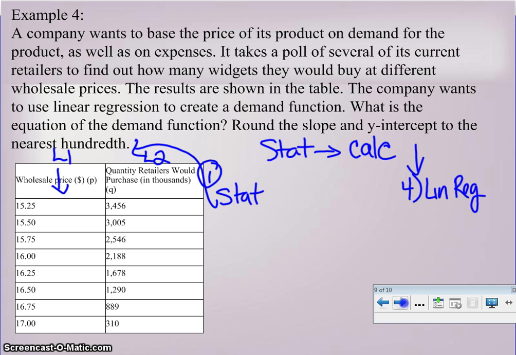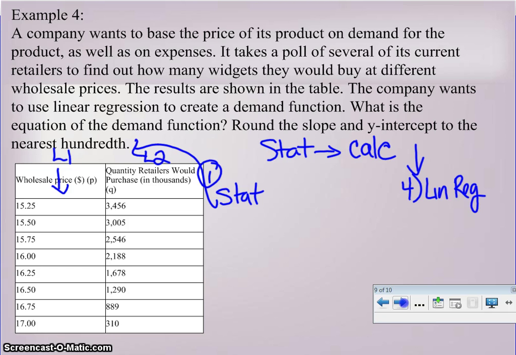I'm going to give you a second, I would press pause. Go ahead and take some time to enter all of these values into list 1 and list 2. When you've entered all these values in, go ahead and press play, and we'll go on to our next step.